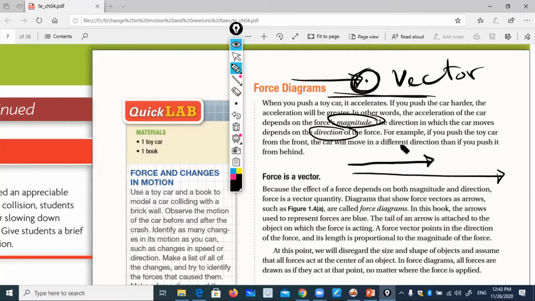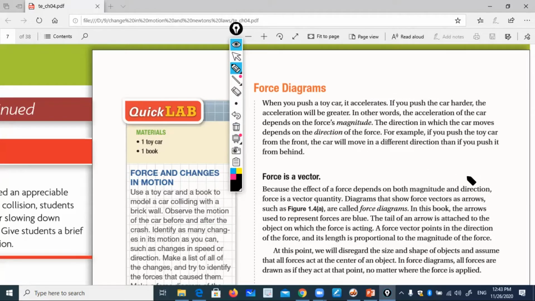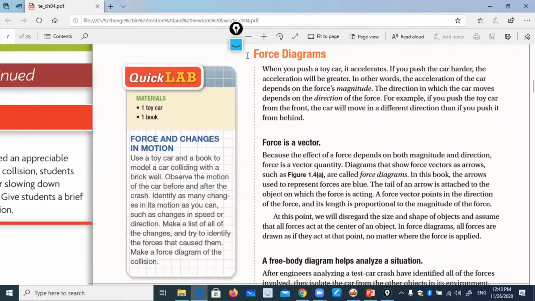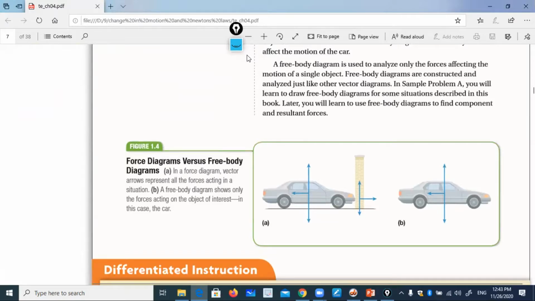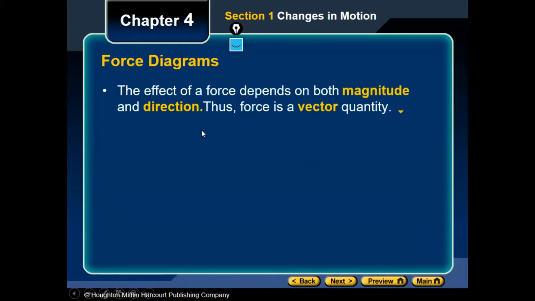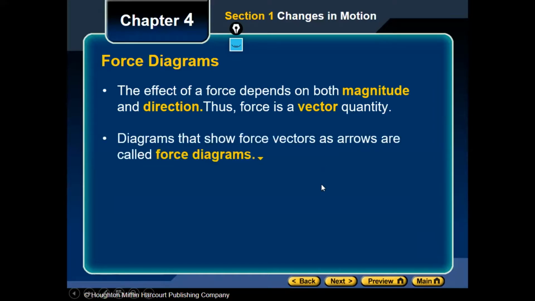Anyone have a problem, guys? Excellent. Okay, guys, now let's move on to how we can draw a force. Look at this car here. Let me open the PowerPoint. As I told you, the force will become a vector because we have a magnitude and direction. Okay, guys, now what about the force diagram?